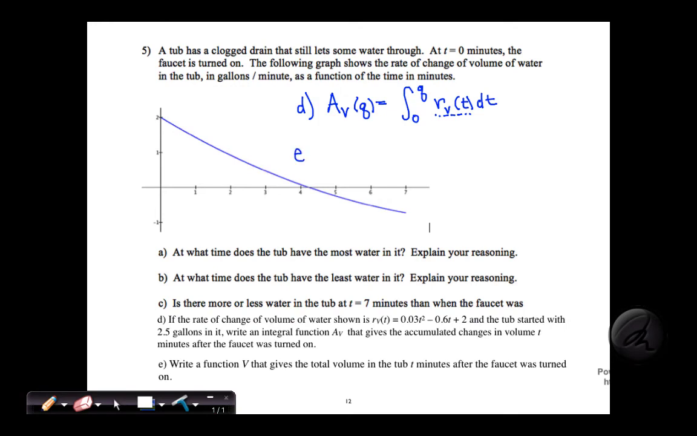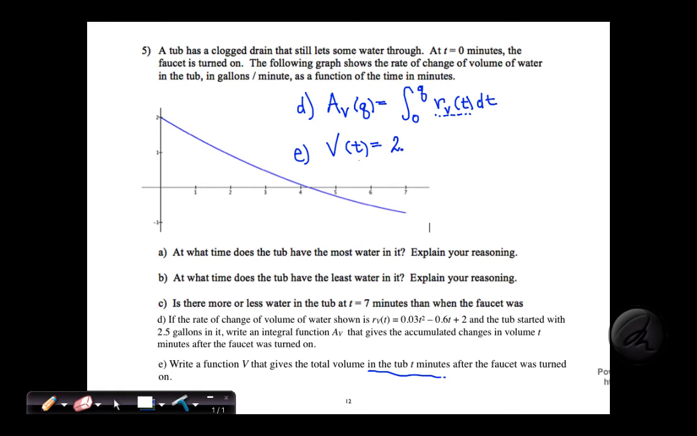But for part E, it wants to know the total volume in the tub. So just to use the same symbols as above, I'll use Q for this number of minutes. Oh no, it says the volume in the tub at t minutes after. So it wants me to use T. Okay, so I can do that. I just have to not use T the way I did before. So I want this to be T, and in fact the other one says that also. But if I suddenly realize this, I don't have to change my whole mechanism, but just realize the difference between part D and part E essentially is that 2.5 gallons of water.